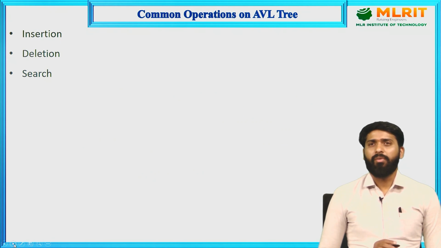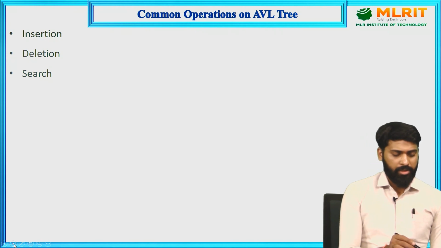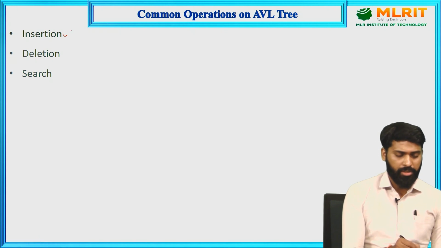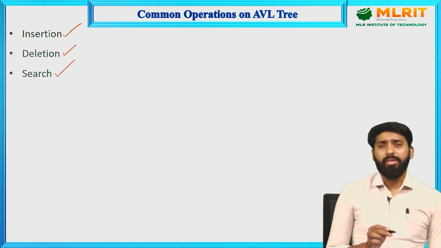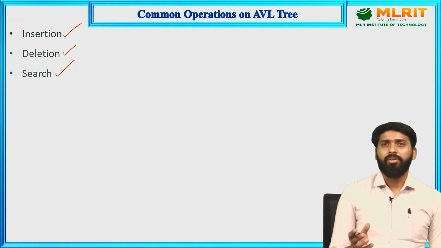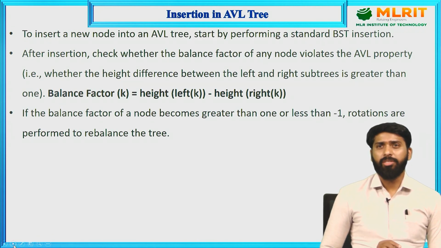So let us see what are the common operations we are going to perform on AVL tree. Similarly, binary search tree, here also we perform 3 operations. One is insertion, second one is deletion, so third one is search. Insertion means you are trying to insert new node into tree. So deletion means you are trying to delete a node from the tree. Searching means you are going to search for a particular element present in the tree or not. Okay. So let us see insertion in AVL tree.